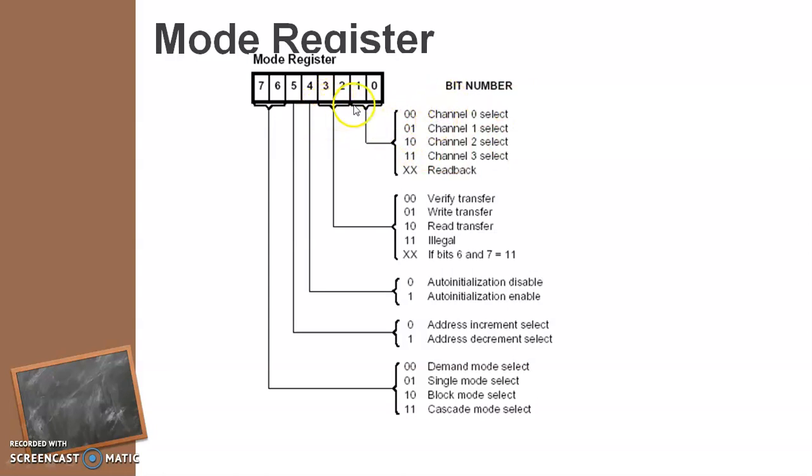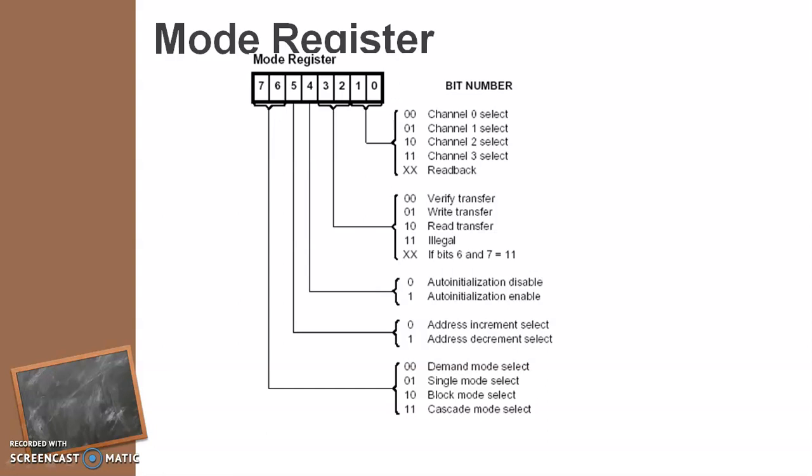Then bits 2 and 3. It is the verified transfer, that is, after the transfer is done, it checks byte by byte whether all the data has been written properly, none of the bits corrupted, everything. So that is a verified transfer. 01 is simply a write transfer, 10 is just a read transfer.